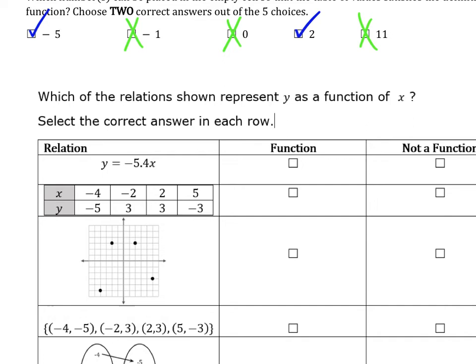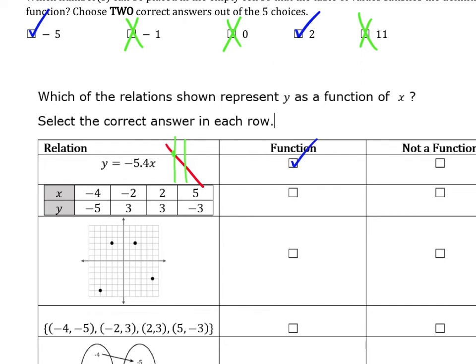So I'm going to draw a line over here of what it looks like. And then I'm going to perform a vertical line test. If I draw my vertical line through this red line, it only touches one time. So that is going to be a function of x.